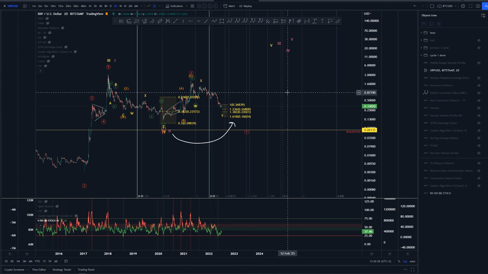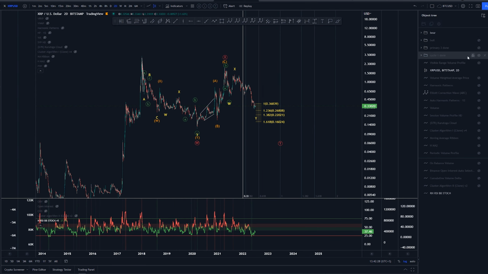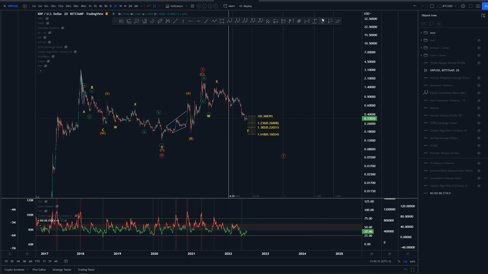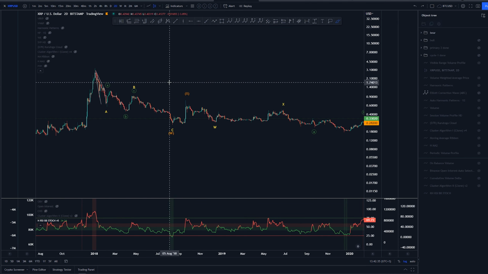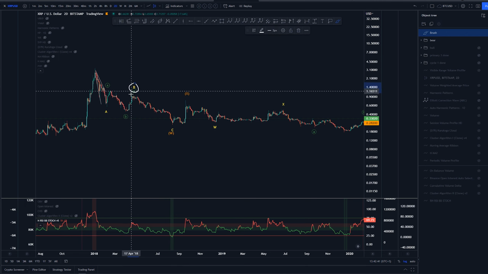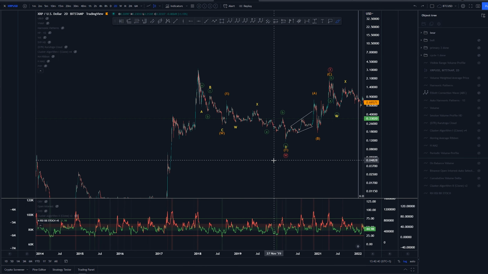Starting with this bullish or bearish count here, let's check out that one first. So in this one I've labeled this, let's zoom in here, as an A with an expanding diagonal, ABC into B, and then 5 waves into C.